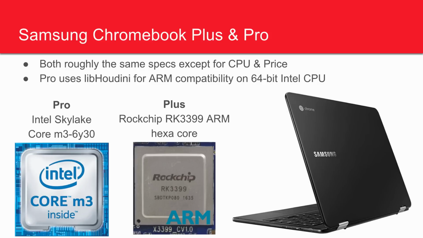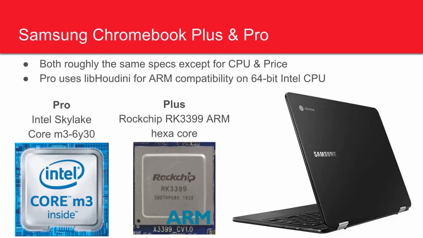So the 2 Samsung ones are the Plus and the Pro, the Samsung Chromebook Plus, Samsung Chromebook Pro. They're both roughly the same specs, except for the CPU and the price, and the body color. The Pro is the dark color, and the Plus is a silver color. The Plus has the ARM Hexacore Rockchip, whereas the Pro has the Intel Skylake Core M3. I think I've read that there's some difference in the antenna as well for the wireless, but I don't remember the details on that one.